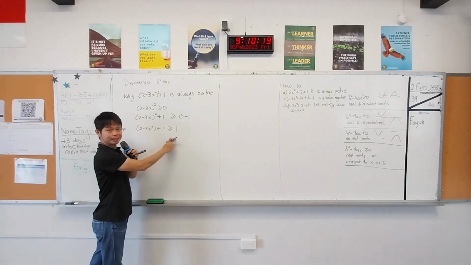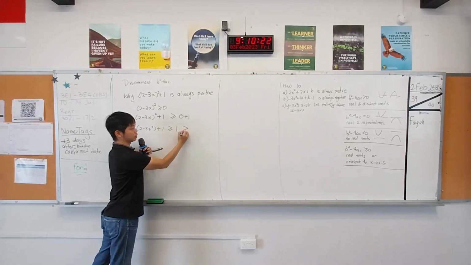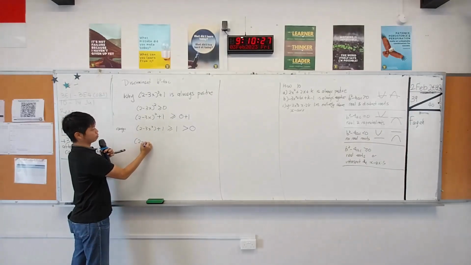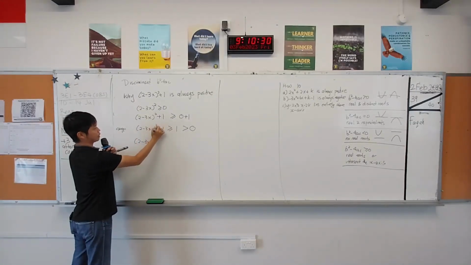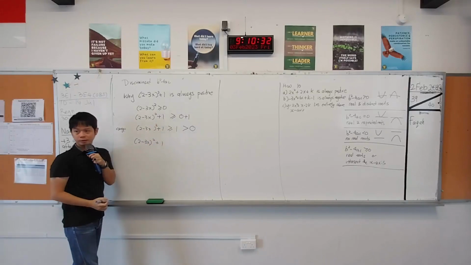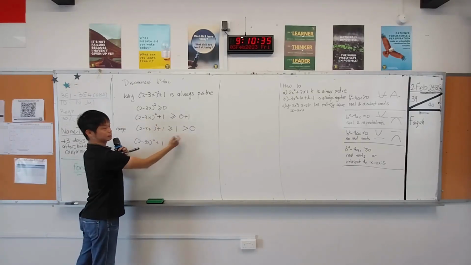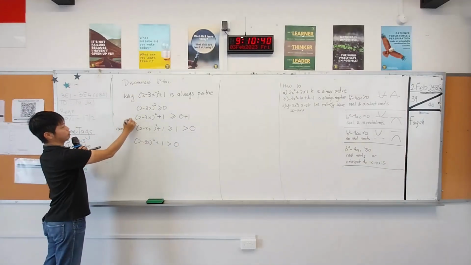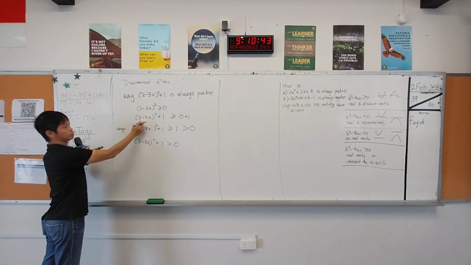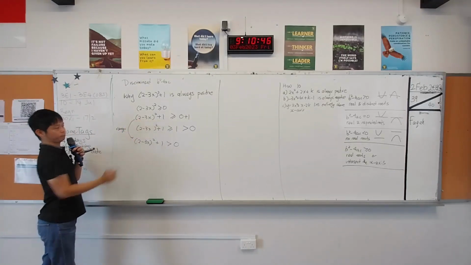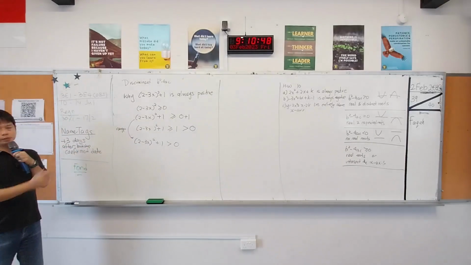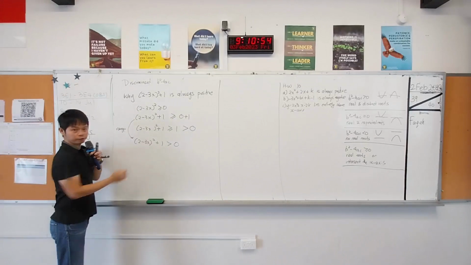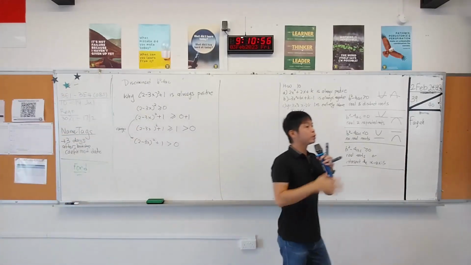Now, what do you know about the number 1? It is a positive number. So in short, because the square is a non-negative number, plus a positive number must be strictly positive. So once I plus 1, positive plus positive is strictly positive, and then you can actually skip to this step. So that is called proving that the function is always positive using the completing the square form.